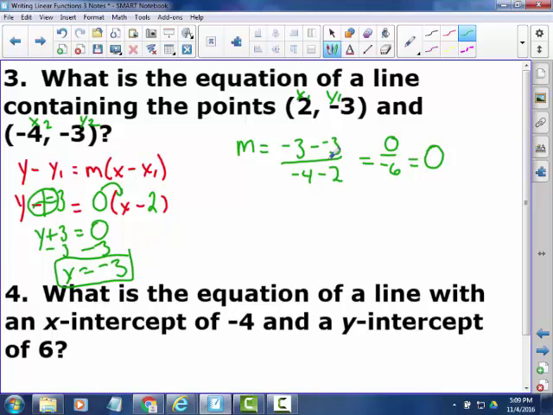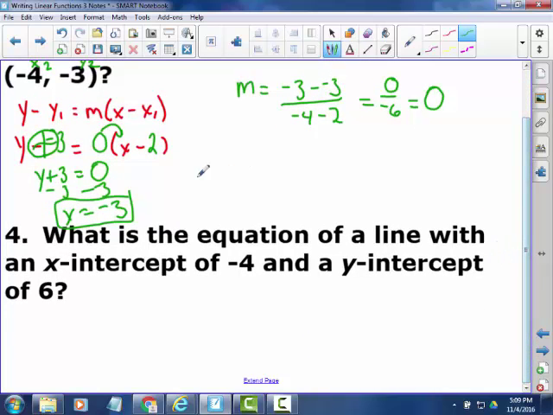Okay, this last one looks a little different because I don't see any coordinate points. So let's see what we can do with this. What is the equation of a line with an x-intercept of -4 and a y-intercept of 6? Well, now I know my y-intercept, so I could use slope-intercept form, which is y equals mx plus b, if I only knew what m was, because b I know is going to be the y-intercept of 6. So b is 6.